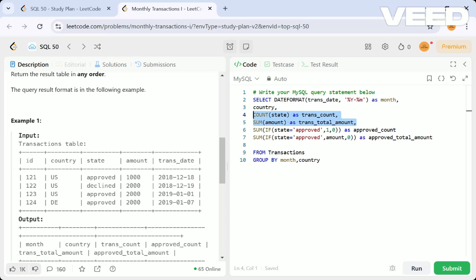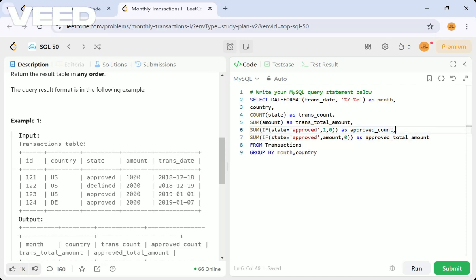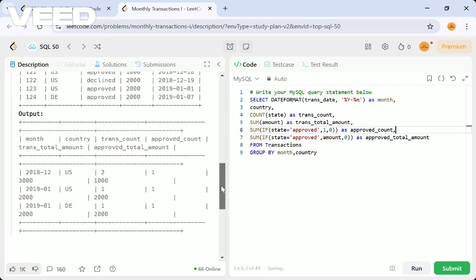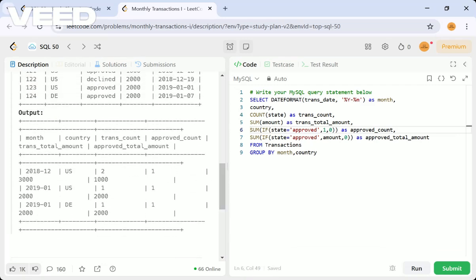The same thing we will be doing by checking the state condition. So instead of count we will be doing sum, but only if the condition is success, we have one here. So this is the final query which they are asking about. You can see the order may change, like transaction count, then total transaction count, approved total amount. Next they want this thing. So let me just run this.